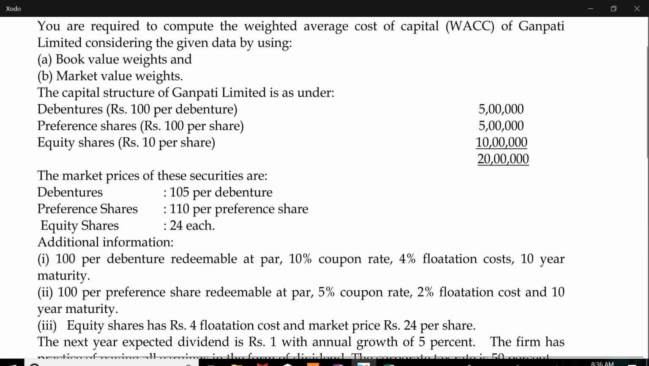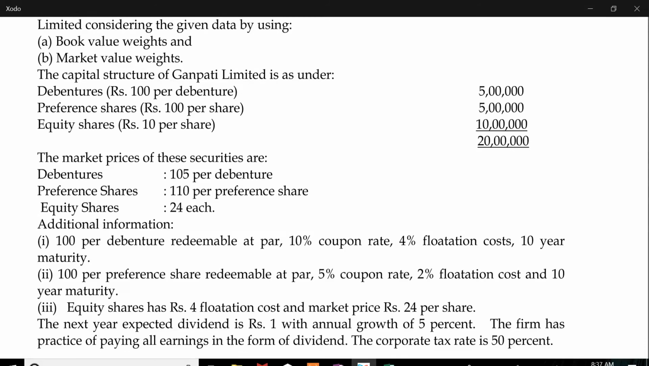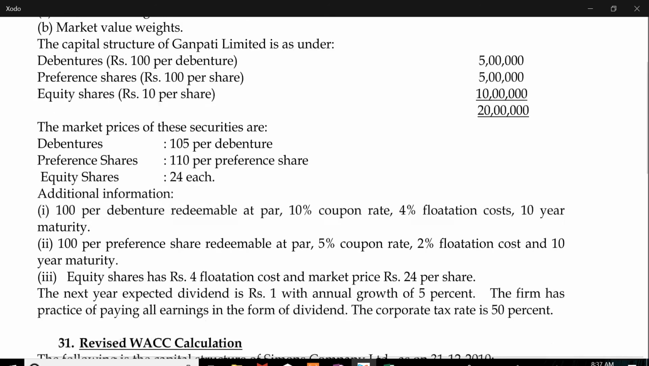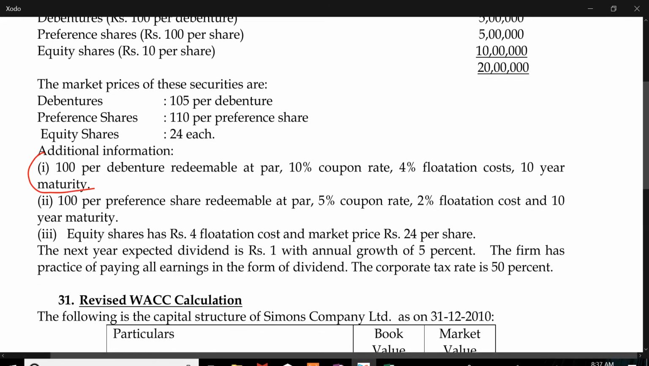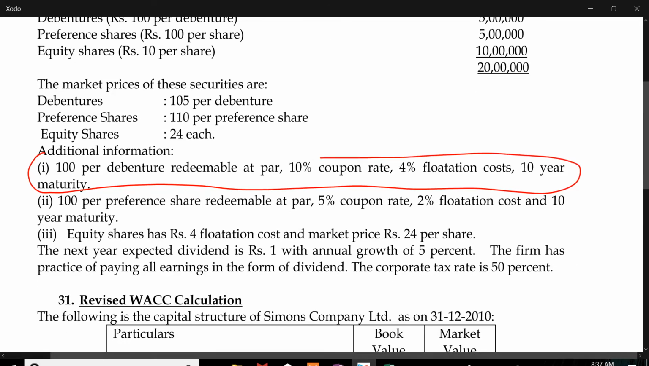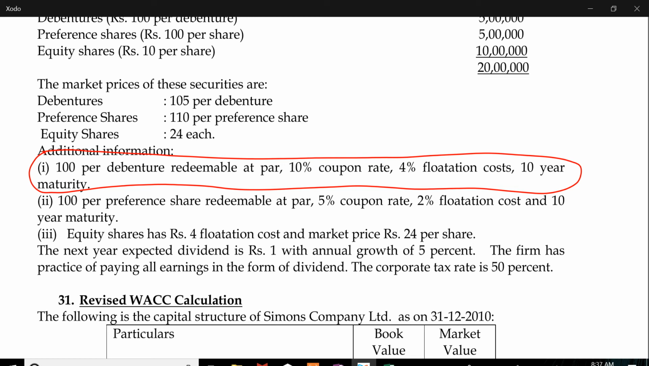They have given the market price of a debenture. That is my second priority. I first look for issue price, second I look for market price, and third I go to the face value rule or the historical issue price. Now they have somewhere given this information: Rupees 100 per debenture, redeemable at par, 10% coupon rate, 4% flotation cost, and 10-year maturity.